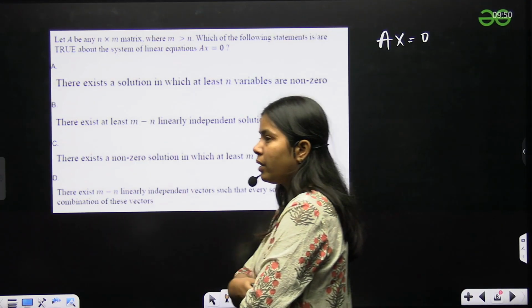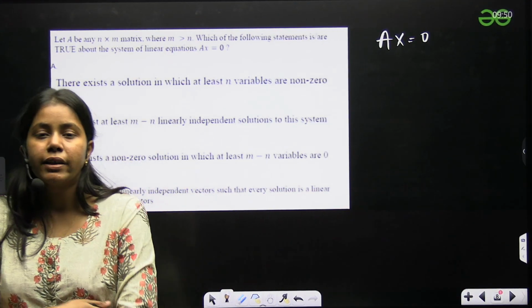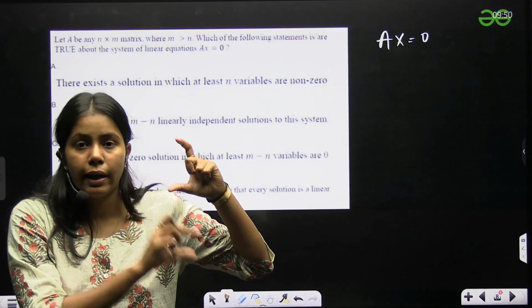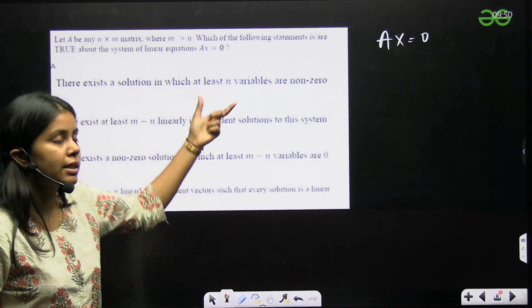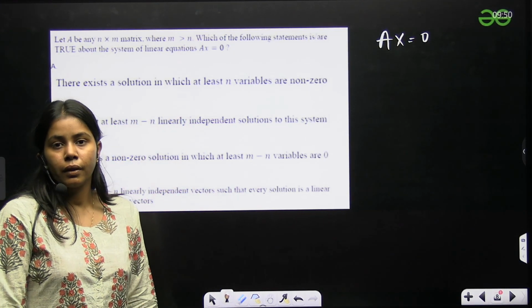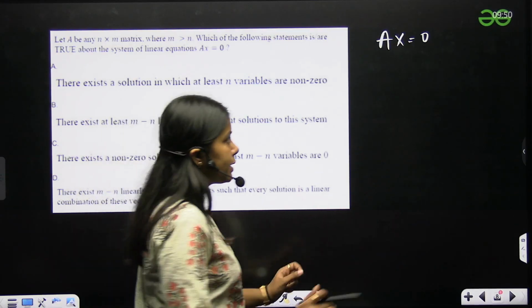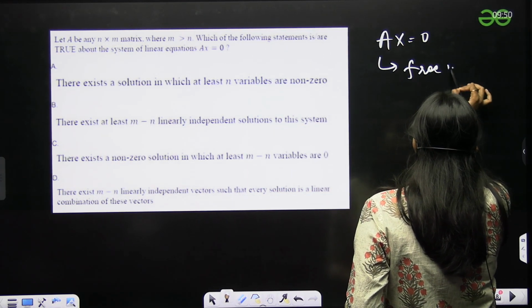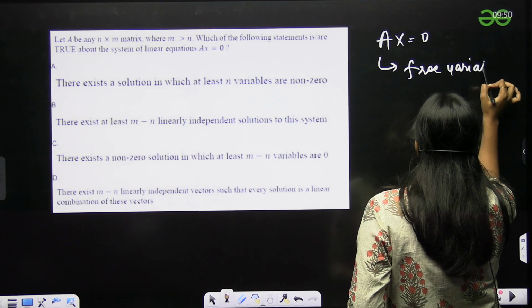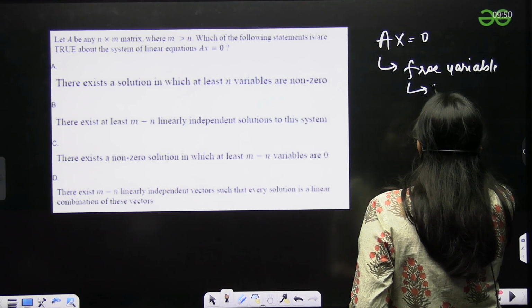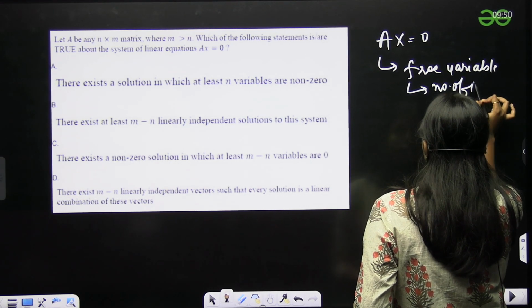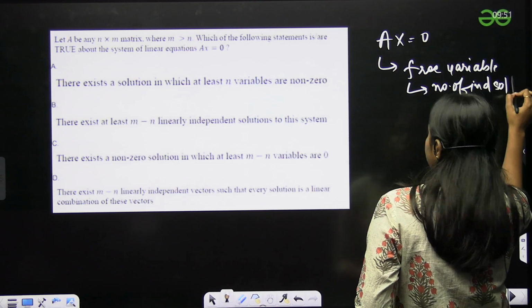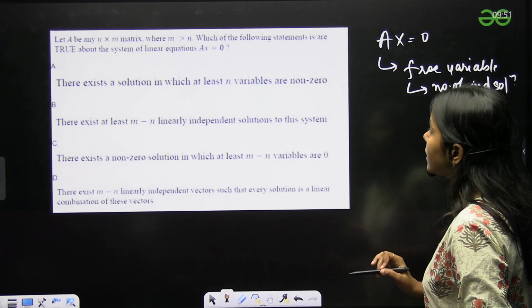Guys, do you remember any condition in which we have discussed that the number of variables are 0 or non-zero? We haven't discussed that. What we have discussed is free variables. Free variables give me the number of independent solutions. Number of independent solutions, that we have discussed, right? So Ax equals 0.